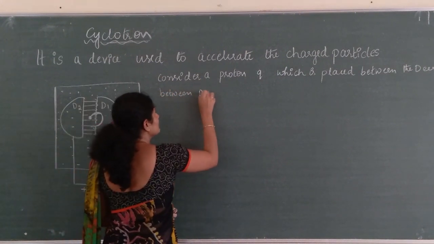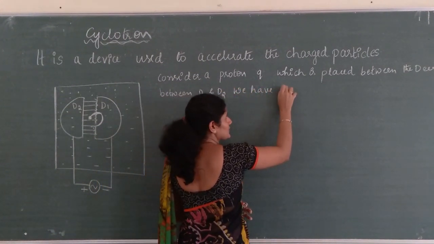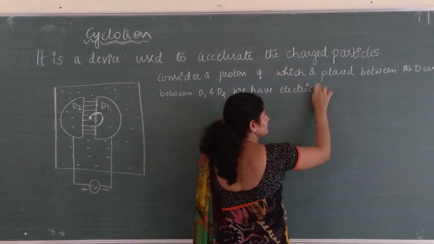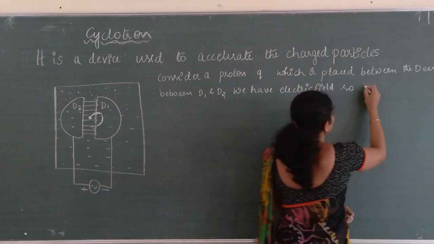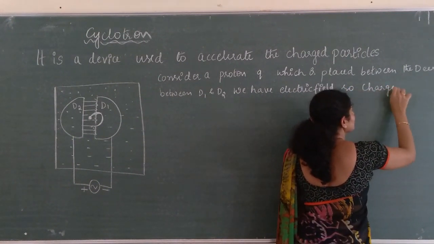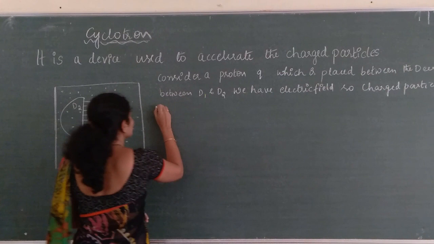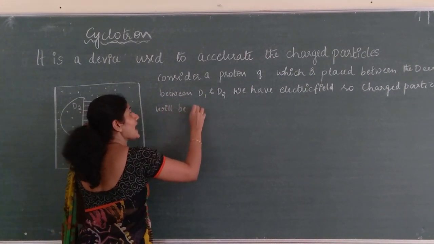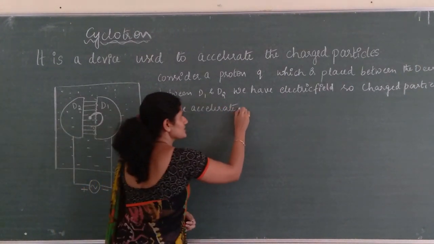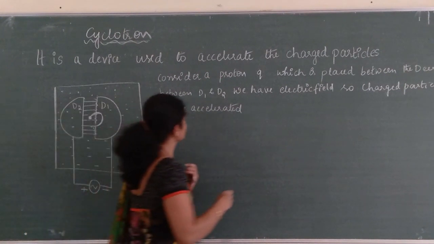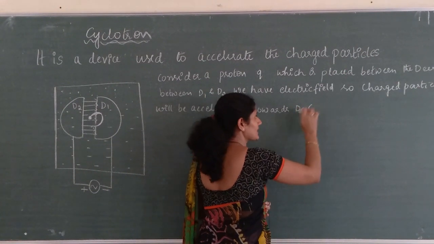Between D1 and D2, we have an electric field. So, the charged particle will be accelerated. The electric field will accelerate the charge. It is accelerated towards D1. Why is it accelerated towards D1?